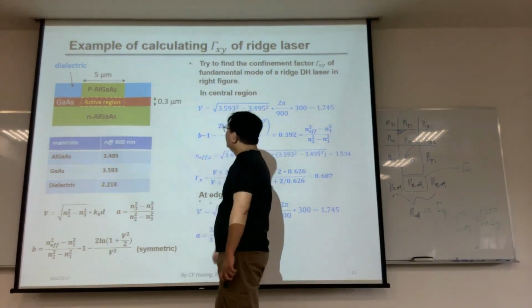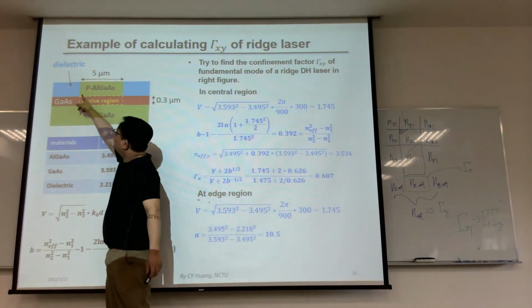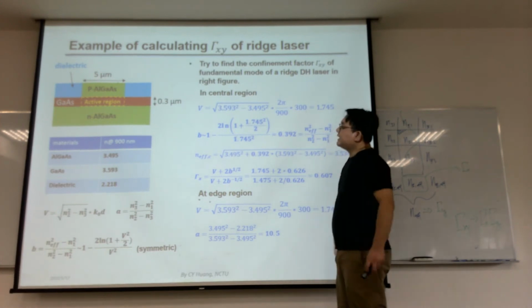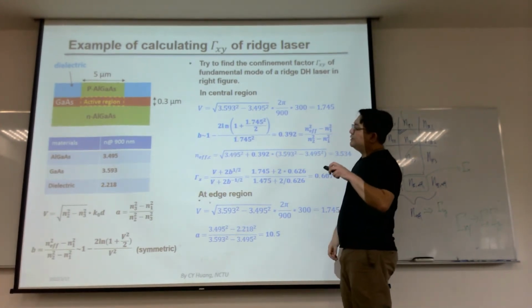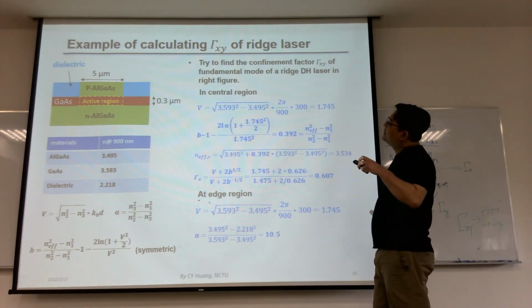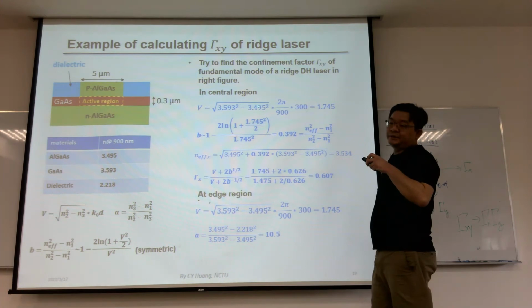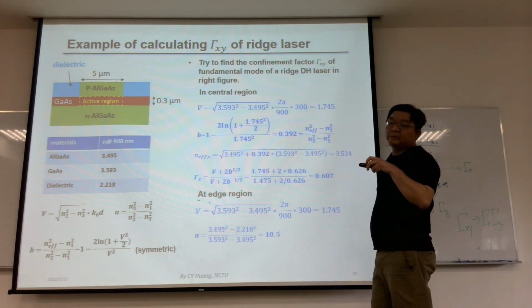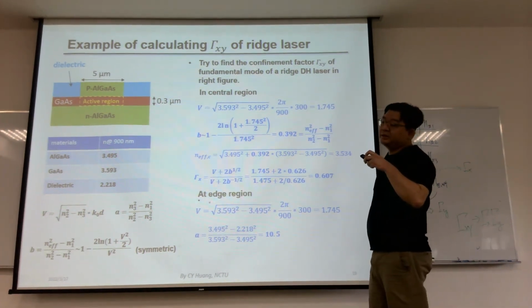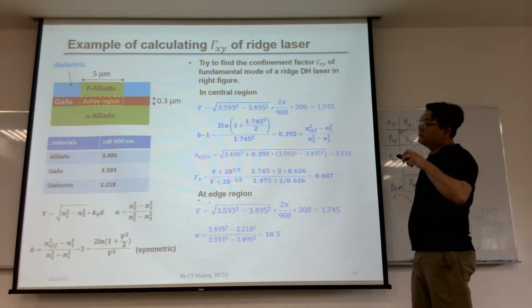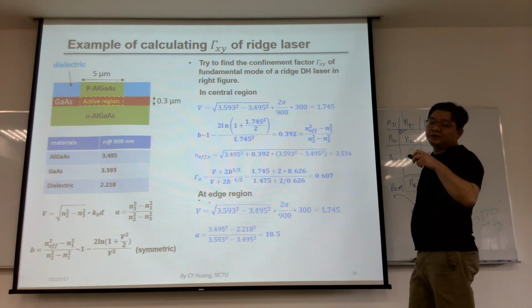Alright, so we have also formed a 3x3 index profile now. Let's start with the central region. The B is 3.593 squared minus 3.495 squared, take the square root. And the k0 is 2 pi over lambda. Because the laser we have now is the 900 nanometer laser, it is 2 pi over 900. And the d here is 300 nanometer.